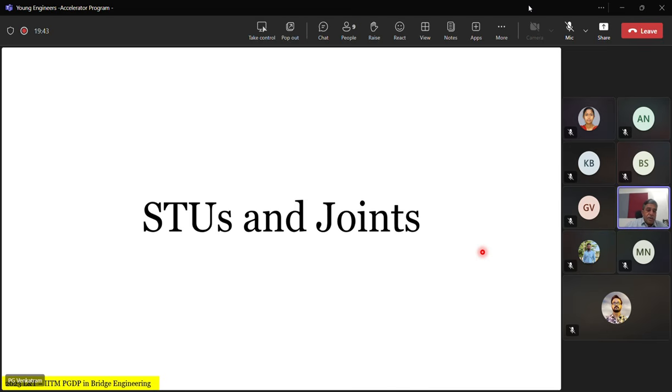So what do you know about shock transmission units? Anybody knows anything about shock transmission units? Nobody. You may not have used it, but at least you would have heard about it. It doesn't take impact.